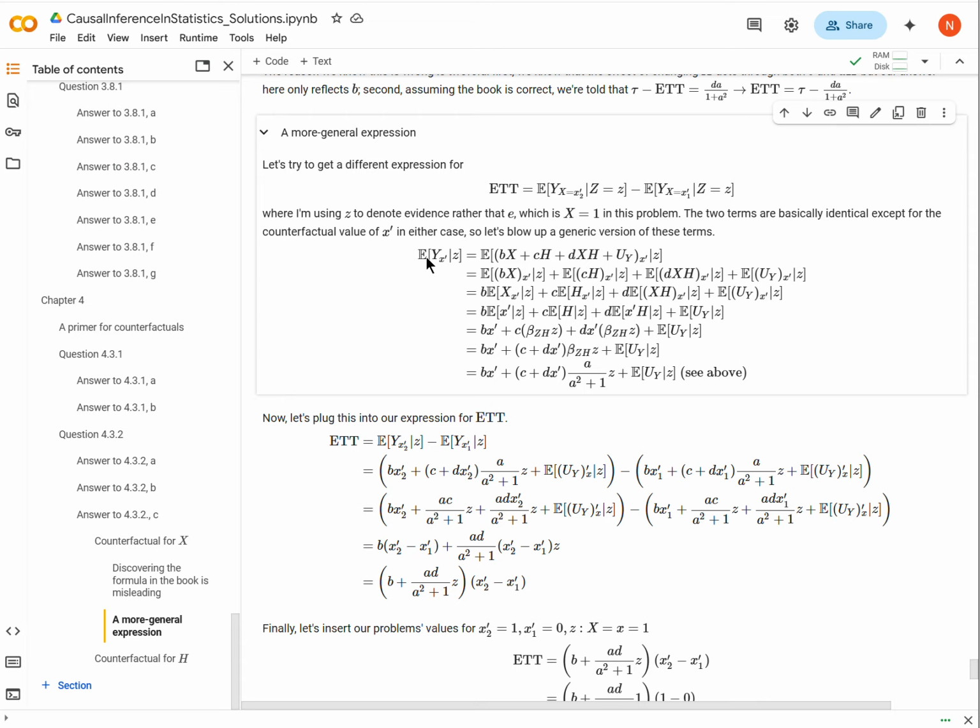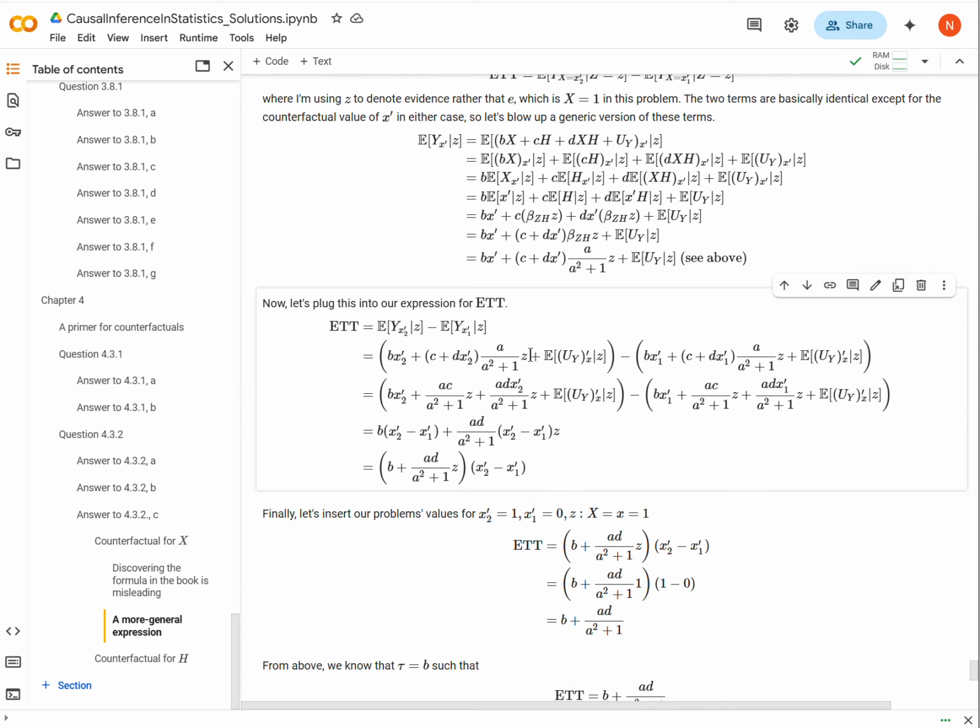And so now I have an expression for these two generic terms, and I'm just going to plug in the values that I know are there for this and for this.